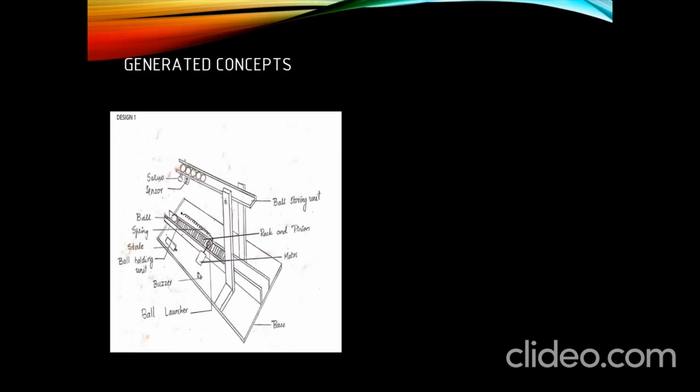Design 1. Design 1 works on rack and pinion mechanism, where the pinion is attached by a motor and a spring on either sides. This allows the pinion to move on the rack and launch the ball. The following components are same for all the designs: IR sensor to sense the ball, metal servo to push the ball, LED bulb to indicate the state of the machine, and a buzzer to indicate reloading.